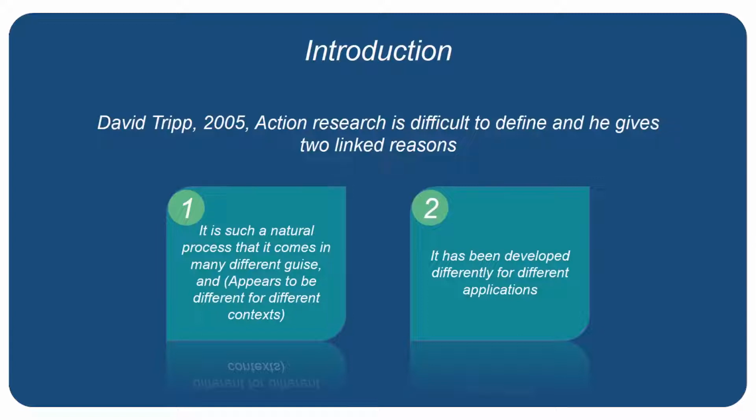David Tripp 2005 says action research is difficult to define, and he gives two linked reasons. The first reason he gives is that action research is a natural process, that it comes in many different forms and it appears to be different for different contexts also. And the second reason he gives is that it has been developed differently for different applications.